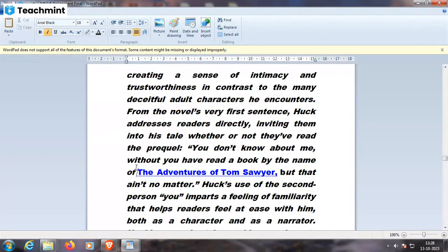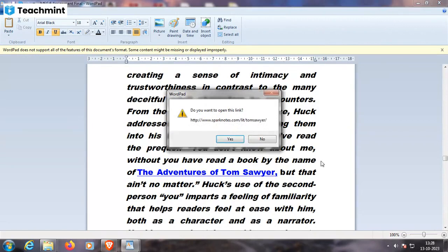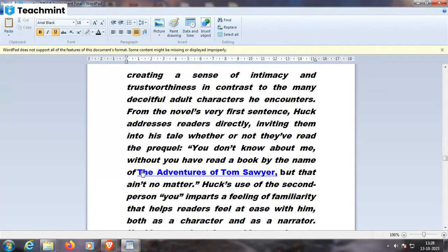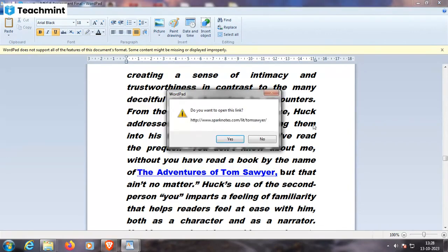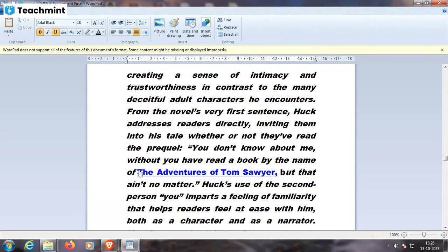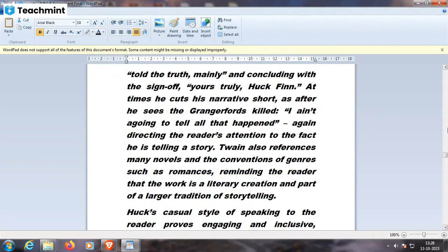This book has been read by nearly every child. It is supposed to be so. This book, The Adventures of Tom Sawyer, is very interesting. If students get the opportunity to read the book, they must not miss it, because it is very interesting and really worthy of reading. So I would suggest students read this book. It is very, very useful.